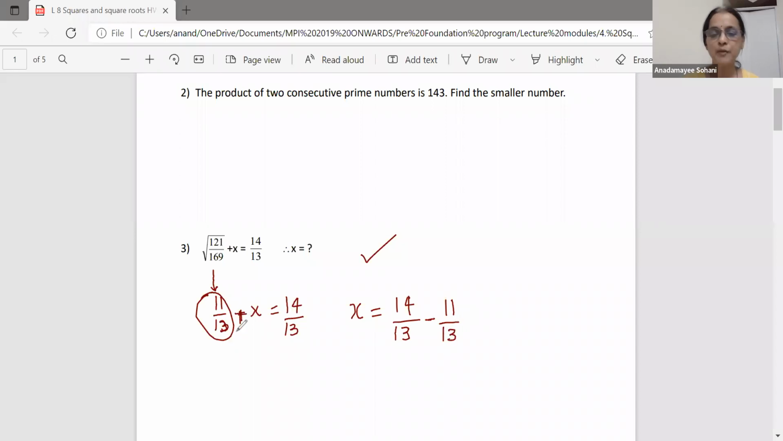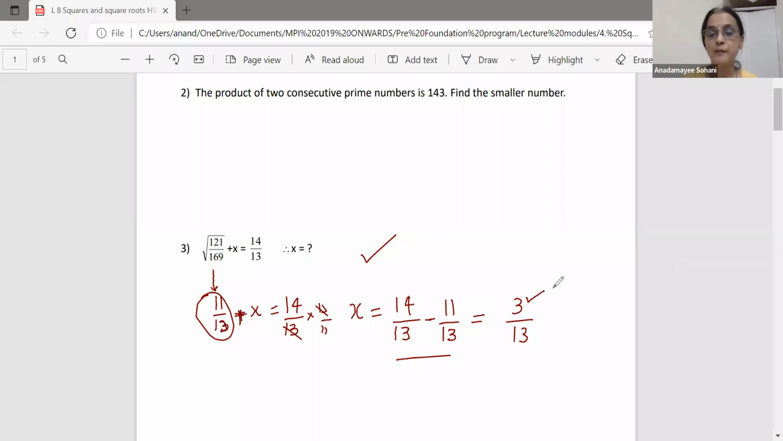Many children will make this mistake. By taking it to this side, they will write it as 13 upon 11, cancel 13, 13 and bring the answer as 14 upon 11. That is wrong. Here it is plus and I'm transferring it to the right side as it is. I keep it and make it minus. Now by our fraction subtraction rule, if the denominators are same, we will simply subtract the numerators. So 14 upon 13 minus 11 upon 13 will be 3 upon 13. That will be my answer.